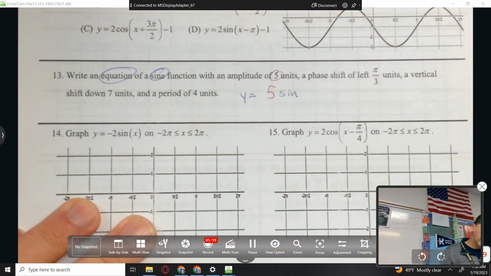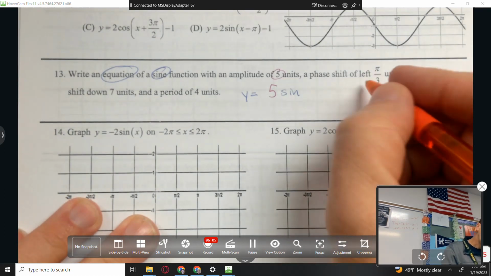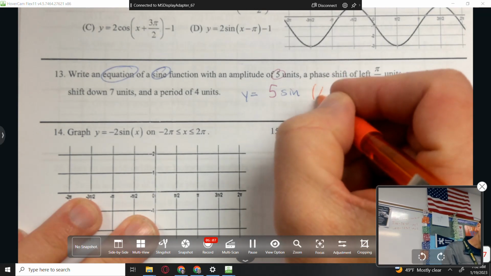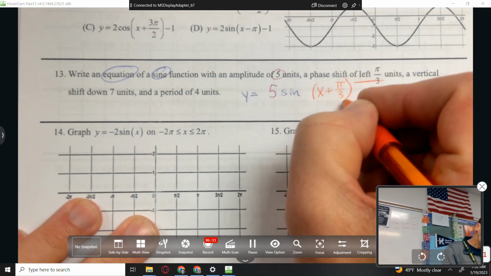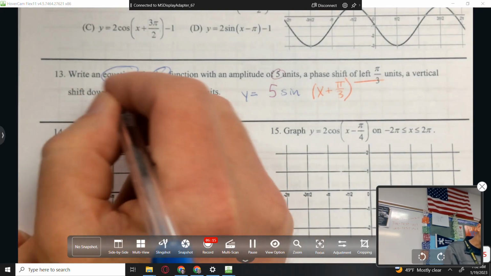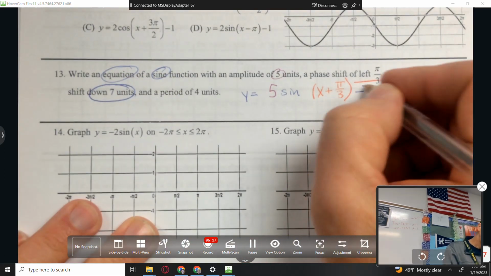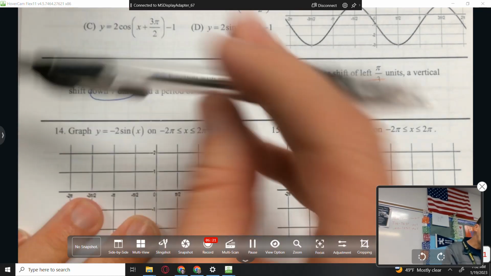Amplitude of 5. A phase shift of left pi over 3, so that would be x plus pi over 3. A vertical shift of down 7, minus 7. And a period of 4.